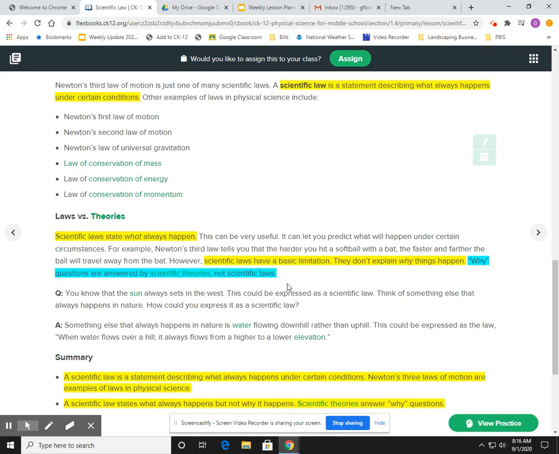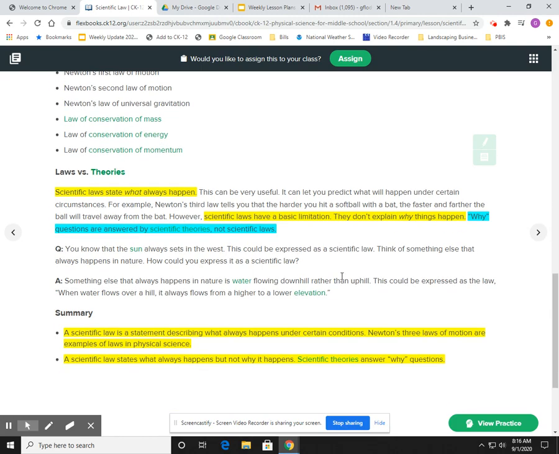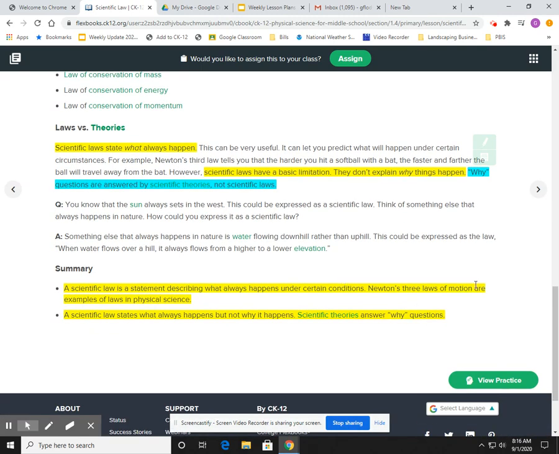Laws state what will happen. If this happens, then this will happen. But it doesn't explain the why. Why does that occur? Why for every action force is there an equal and opposite reaction force? That's a law, but it doesn't explain the why. Down here gives the summary.